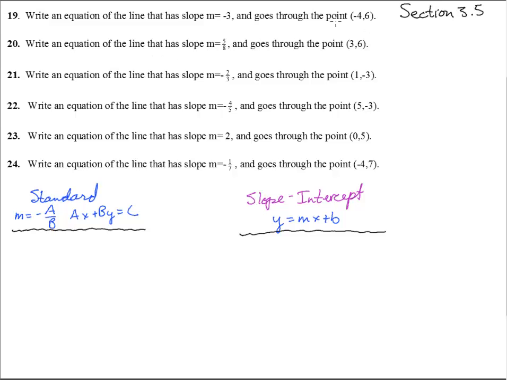Here we are in section 3.5 with numbers 19 through 24. It says write an equation of the line. All of these are going to say that, so our answers are going to be what used to be the problems. We have been given a slope, goes through a point, and so, okay, we can do that. We got a slope, we got a point, we can do that.